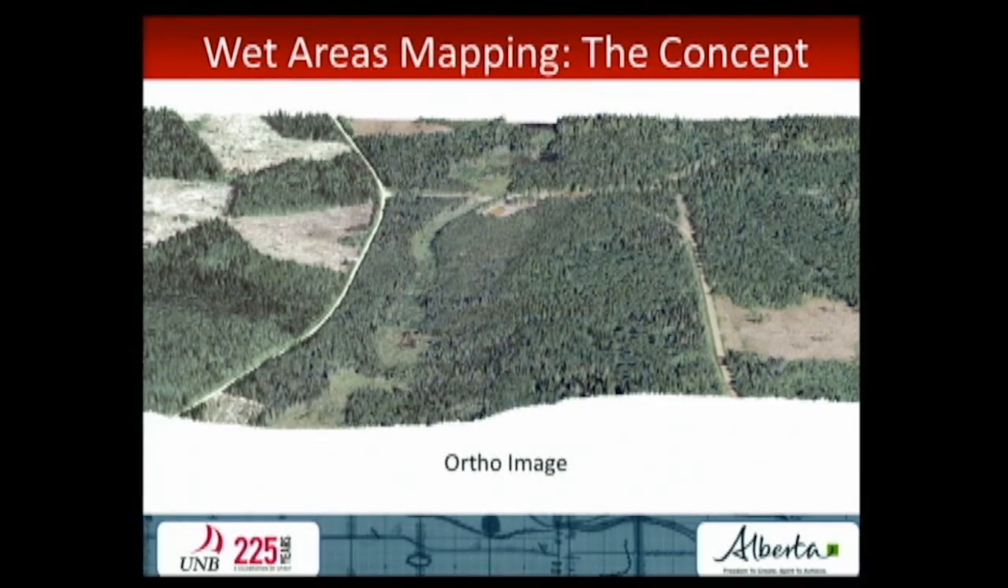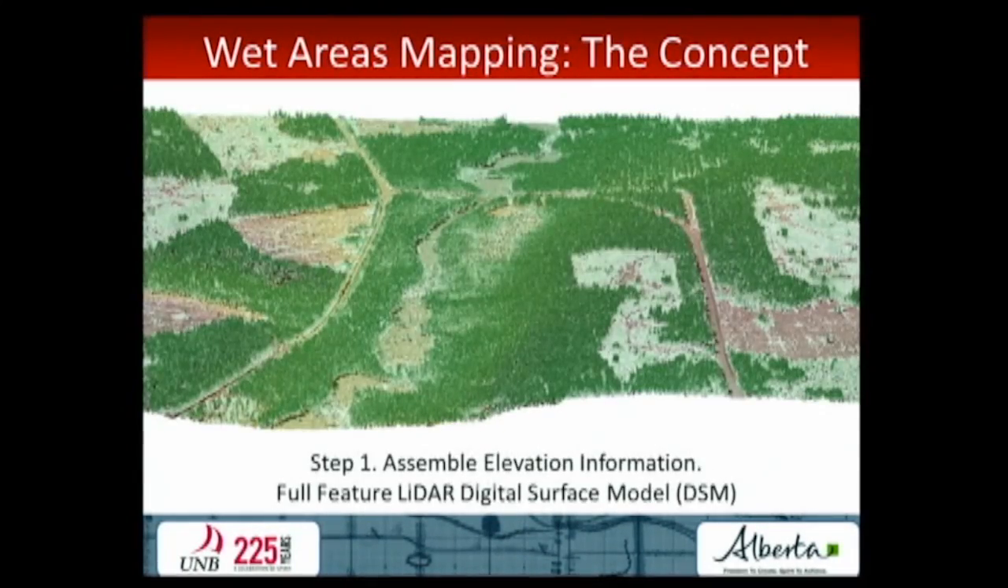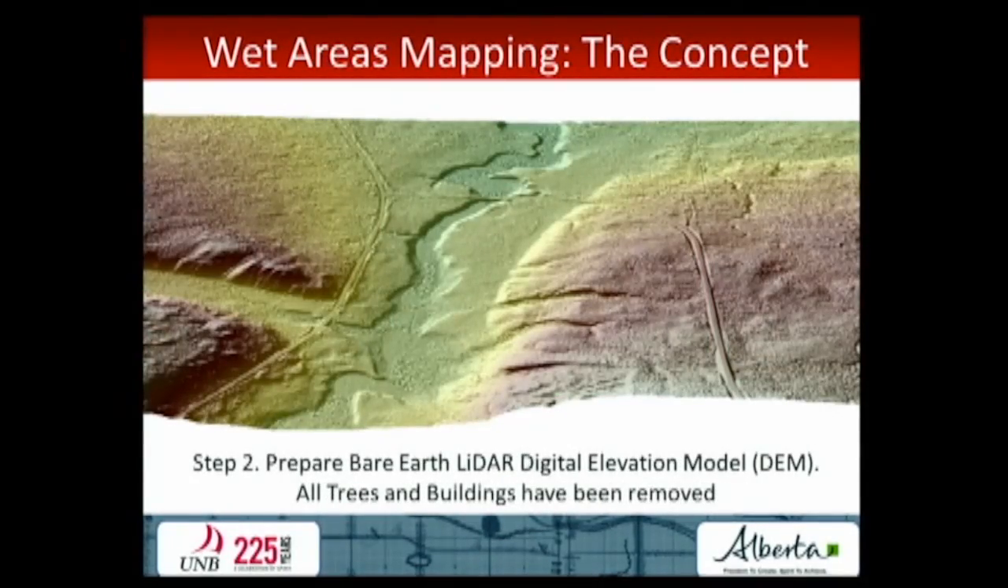Now we'll just talk a little bit about the concept of wet areas mapping. What we see here is just an ortho image, a 3D representation for reference. What we see here is the full feature LiDAR data. So we can see all the trees, we can see all the low vegetation, we can see all the roads, we can see all the clear cuts. With these features all removed, this is the bare earth LiDAR DEM. This is the main input driver to the predictive wet areas maps.